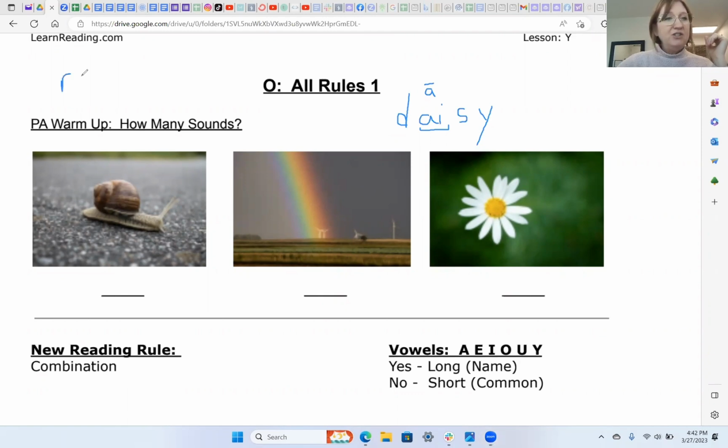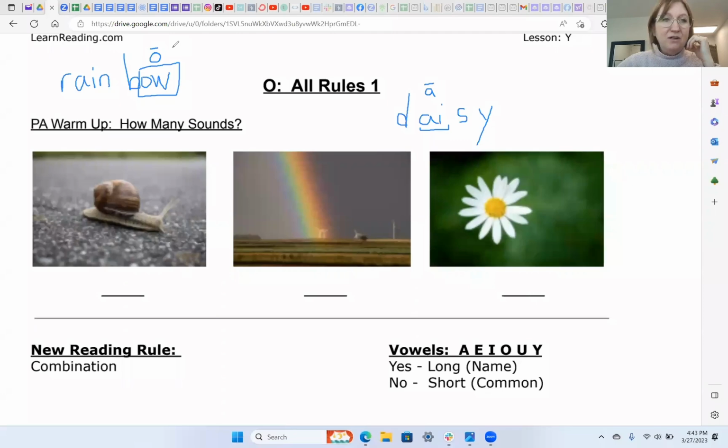Okay, I had a question in the chat about rainbow, so let me put that one on here also. They wanted to know why the W is silent, and I love that question. I just love questions. The W is actually not silent. The W is part of a vowel team, and it's making the long O sound.